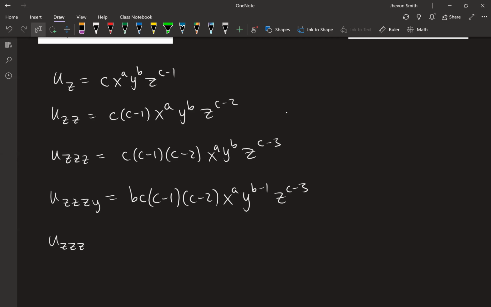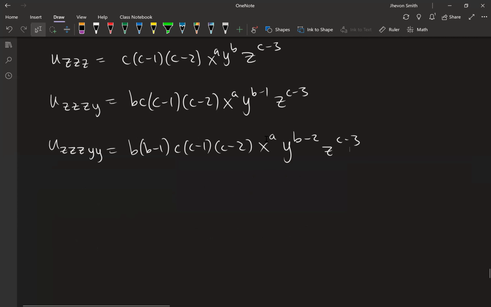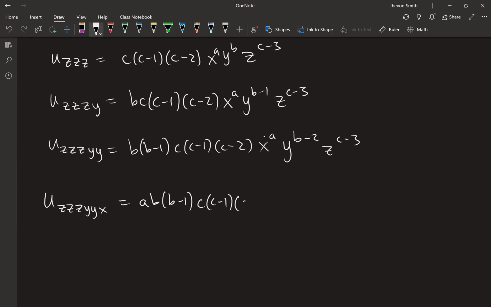U, z, y is going to be b times b minus 1, c times c minus 1, c minus 2. And we had to take the partial with respect to y twice. Now we take a partial with respect to x. So this is u, z, y, x. And now you just take the partial with respect to x. So it's a, b minus 1, c minus 1, c minus 2. X to the a minus 1, y to the b minus 2, z to the c minus 3.